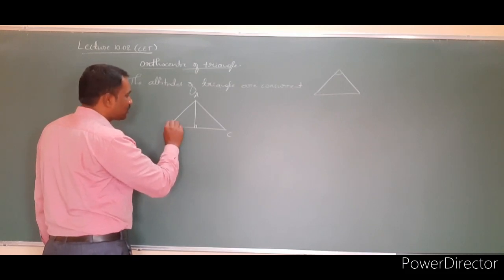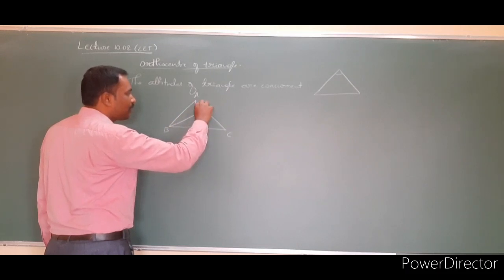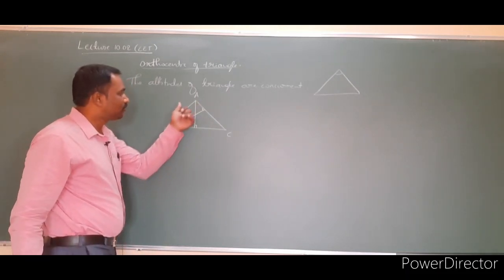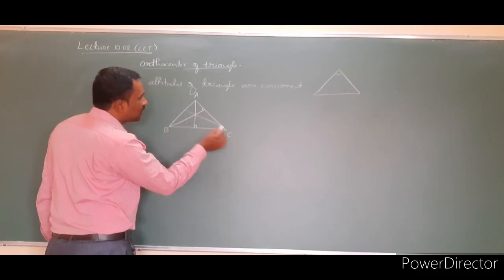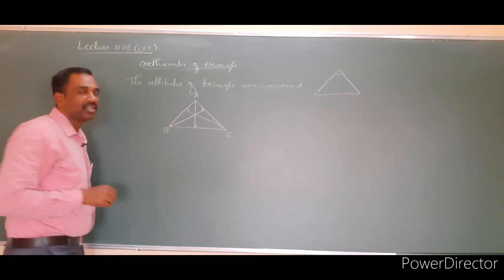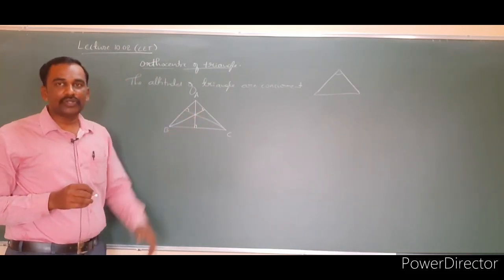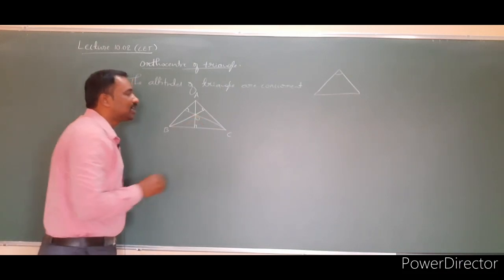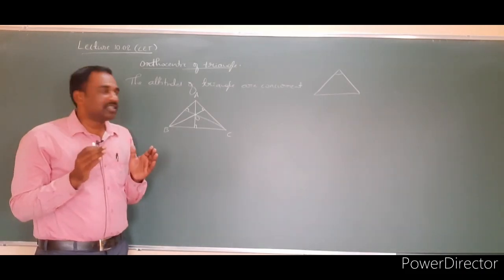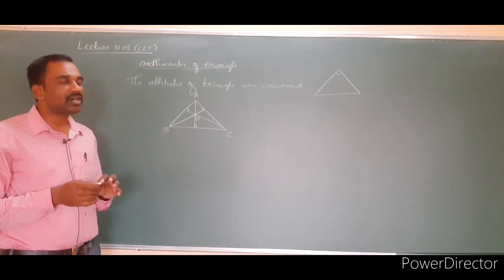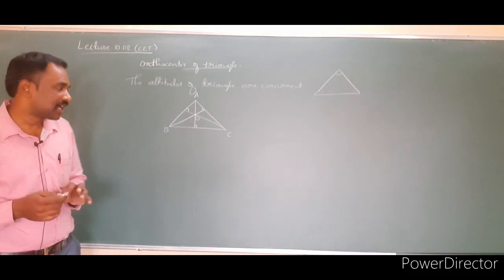Now, for B, the opposite side is AC. For AC, draw the perpendicular. This is the perpendicular from the point B to AC. Then similarly, from point C to the side AB, this is perpendicular. The point of concurrence of the altitudes is called the orthocenter. In any triangle, the point where the altitudes are concurrent is said to be the orthocenter of the triangle.